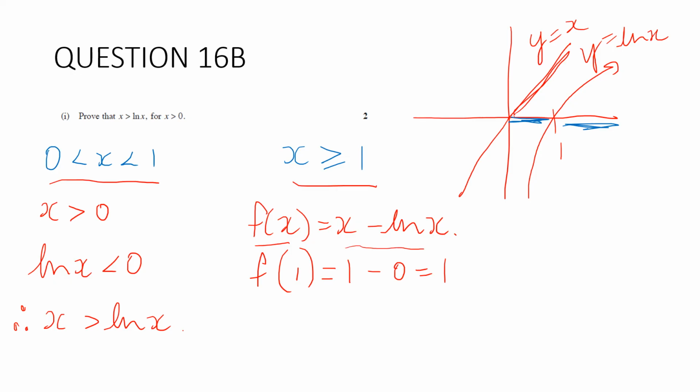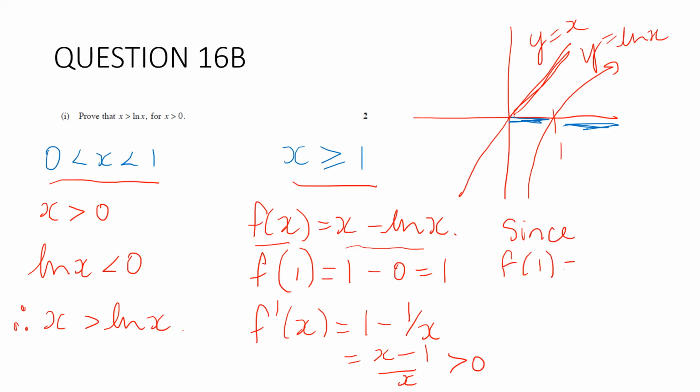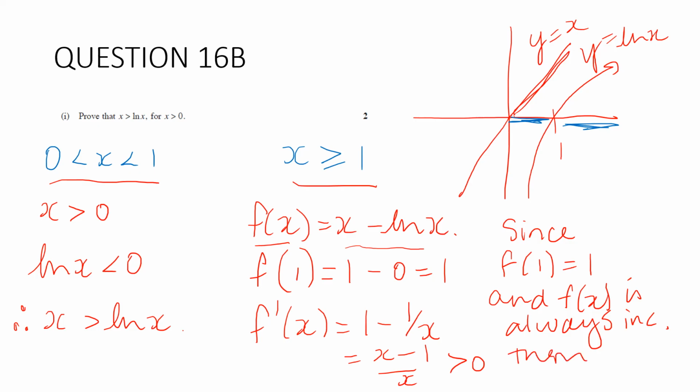So let's do the derivative. It is equal to 1 take away 1 on x, which is equal to x take 1 on x, which is greater than 0. So since f of 1 is equal to 1 and f of x is always increasing, then x minus ln x is greater than 0, therefore x is greater than ln x.